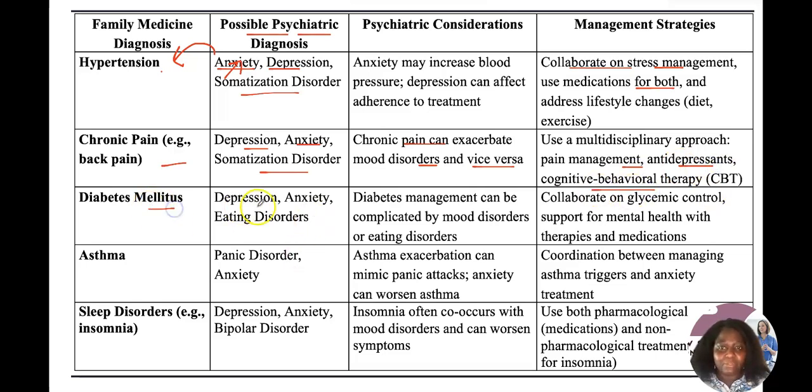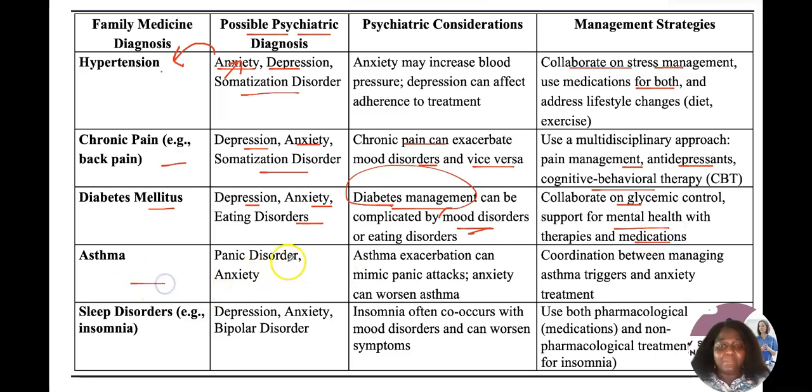What about diabetes mellitus? Depression, anxiety, eating disorders. Diabetes management can be complicated. We all know that. Diabetes can be complicated by mood disorders and eating disorders. When you have mental health disorders, guess what? You may just be eating incessantly. You may just eat and eat and eat because of the mood that is off. At the end of the day, you get diabetes. Can you all see the big picture here? So we need to find a way to think like this on the exam and in real life too. Collaborate on glycemic control, support for mental health with therapies and medications.